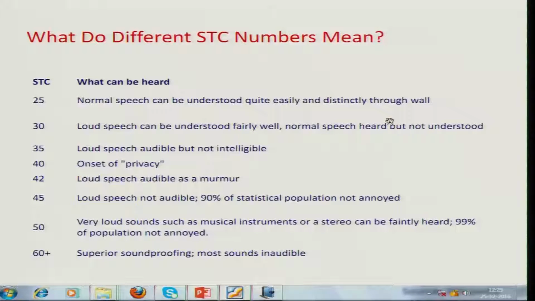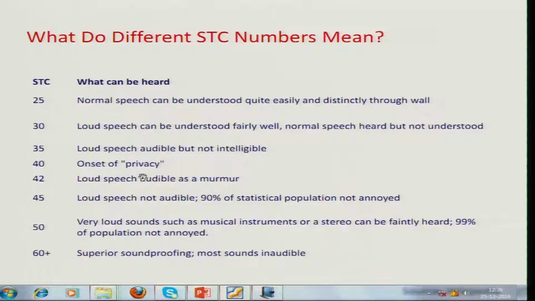Okay. So, if you want the partition just as a physical barrier, but not as a barrier for noise, then a barrier with an STC rating of 25 will not do your job, because whatever is being said here will be heard here. If the STC rating is 30, then only if the person on the other side is talking loudly will he be heard clearly. Normal speech is not heard and understood. If the STC is 40, then the other room is somewhat private compared to the adjacent room, it is the onset of privacy.